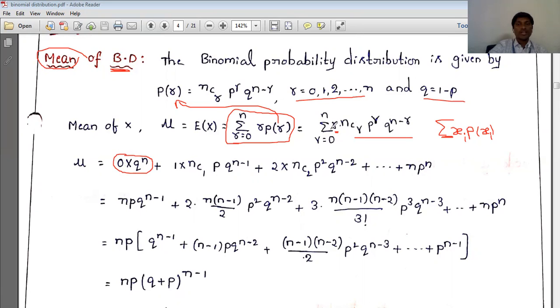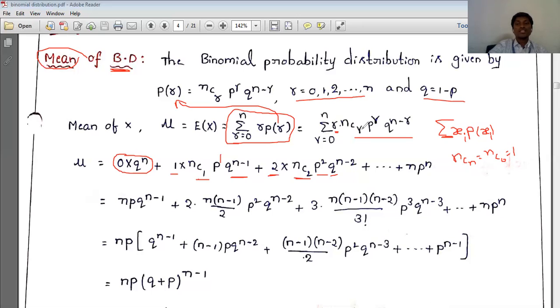And next, if you substitute 1 in place of R, we get 1 into nC1, P power 1, Q power n minus 1. Next, 2 into nC2, P square, Q power n minus 2. In the same way, and so on, if you substitute n, we get nCn. Keep in mind that nCn as well as nC0, these two values are equal to 1.